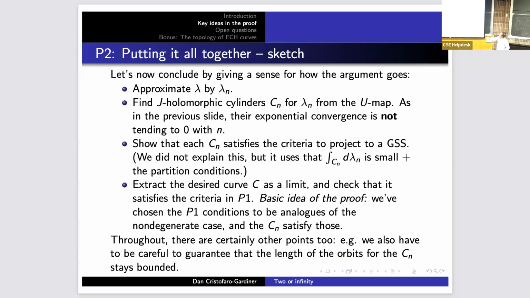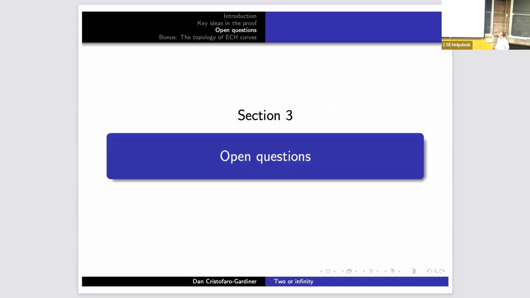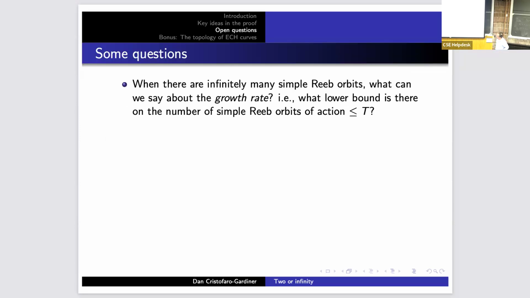Anyways, there are lots of points, along the lines of Ko's question, about checking how everything fits together. You have to be quite careful with it, but that's basically how it goes. Okay, so maybe I'll just state some open questions. Now that it's done, here are some other questions that are interesting. And then I'll stop.